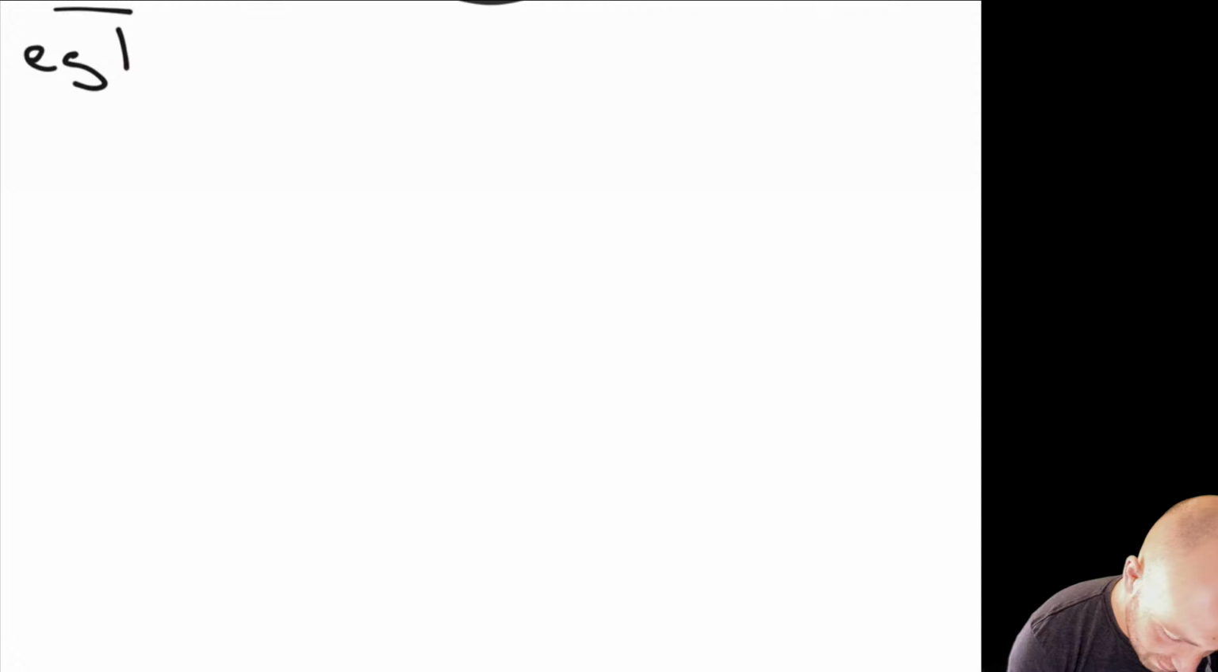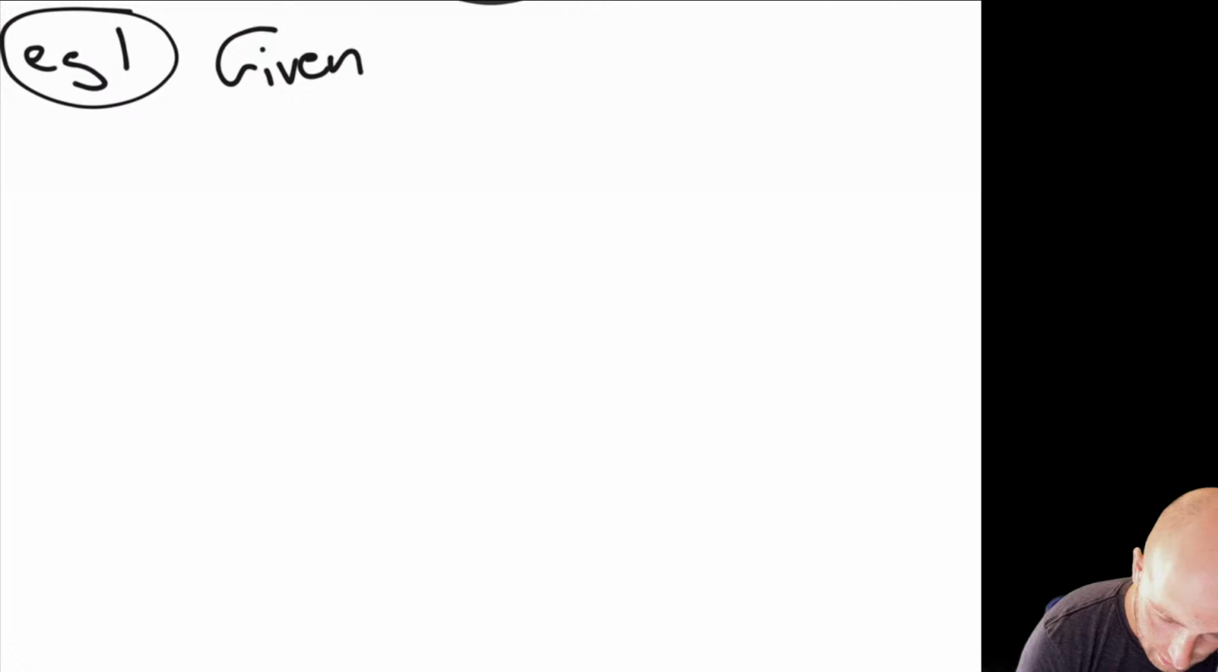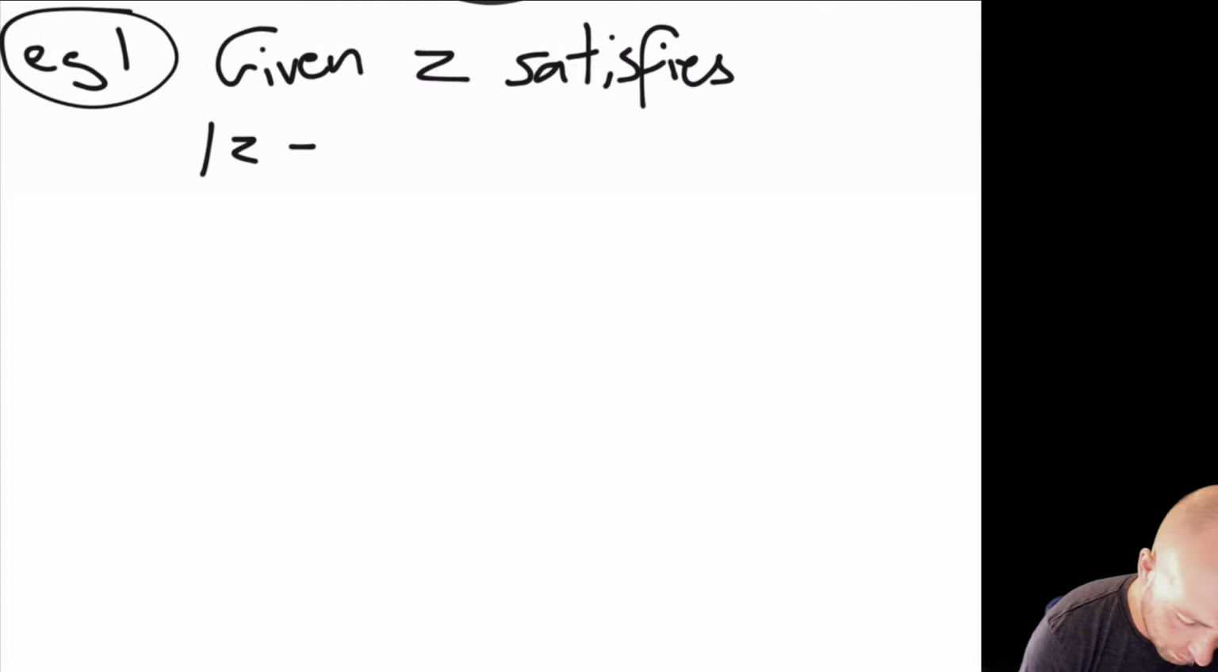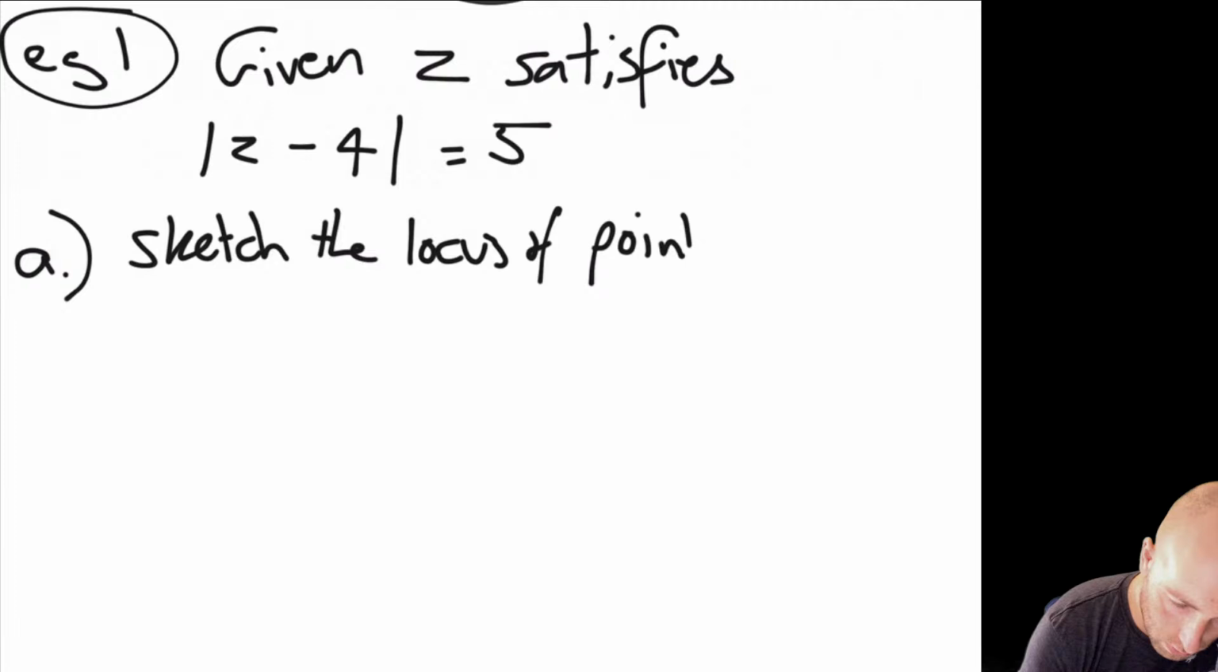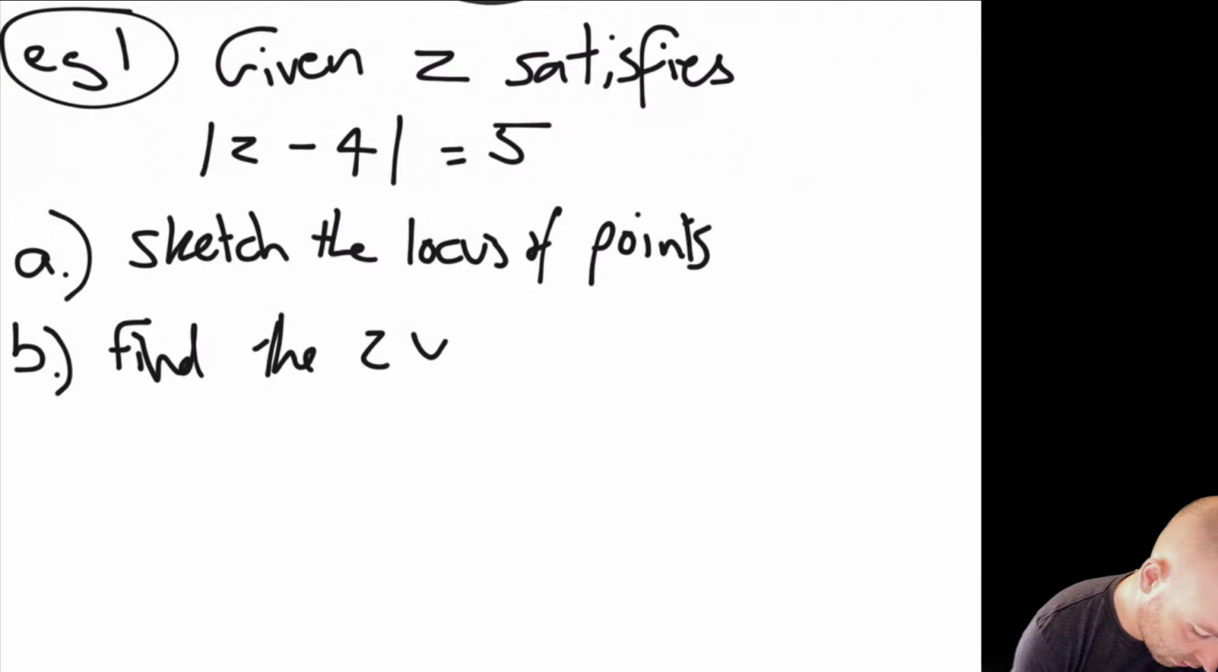So example 1. First question. Given z satisfies |z - 4| = 5. A: sketch the locus. B: find the values of z that satisfy A.